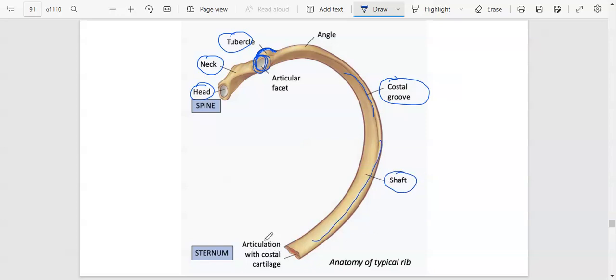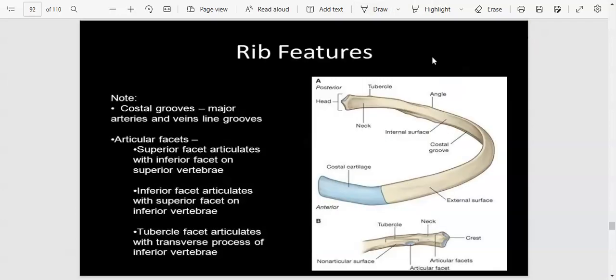And then you have got articulation with costal cartilage. So this end is going to articulate with the cartilage, and then the cartilage is going to connect the rib to the sternum in front. So that is how the rib is. So this is how we're able to see it, right? So we have got costal grooves. You can see the grooves are just openings. We already said that is where arteries and veins are able to pass through.